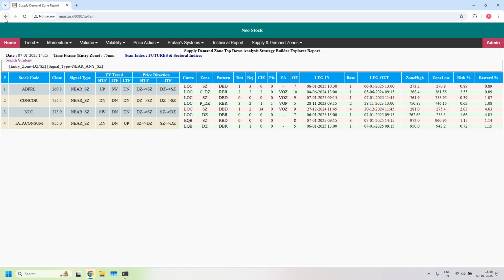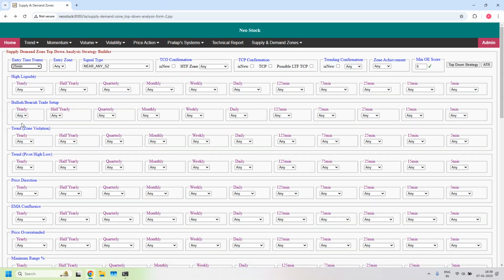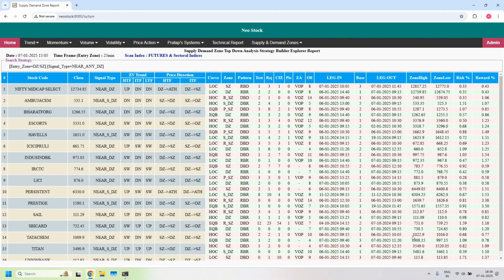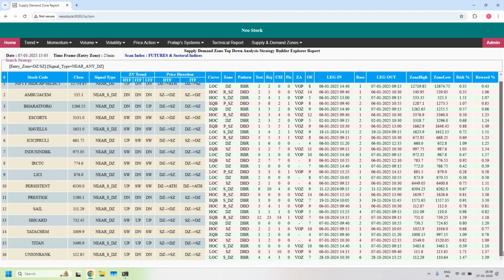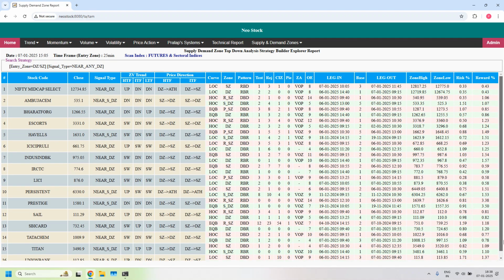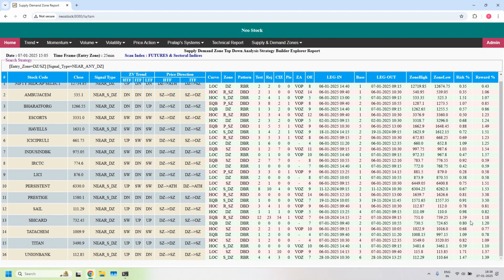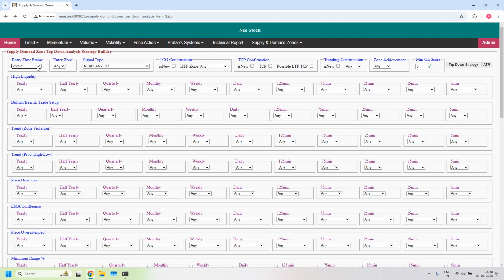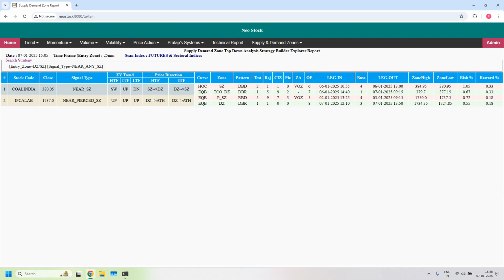Okay. Next time frame is 25 minutes. Stocks near 25 minutes demand zone. We got 16 stocks. Scrolling the list down. Okay, next 25 minutes time frame. Stocks near 25 minutes supply zone. We got 2 stocks.